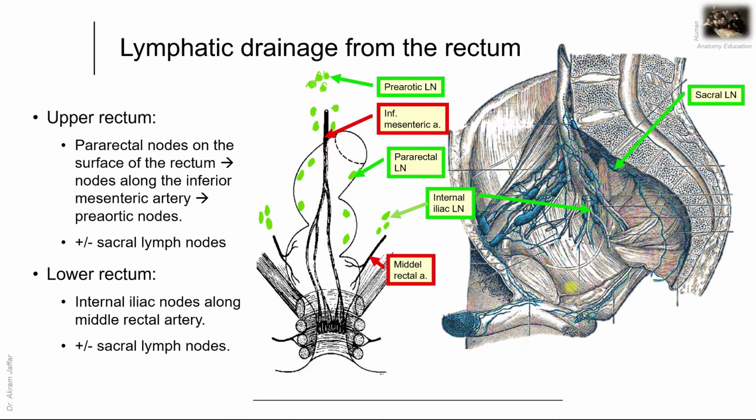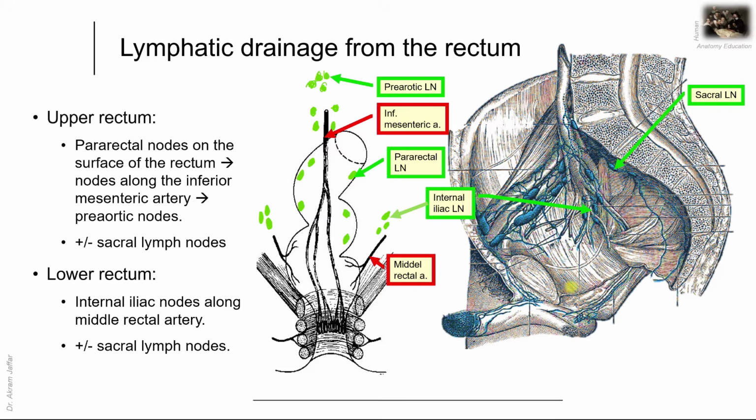Now let's focus on the lymphatic drainage from the rectum. The rectum is a pelvic organ, but the lymphatic drainage follows different routes. So the upper part of the rectum has para-rectal nodes on the surface of the rectum. These will drain along the inferior mesenteric artery to the pre-aortic nodes, because the rectum is a derivative of the hindgut. So it is supplied by the inferior mesenteric artery, and the lymphatics of its upper part drain to the inferior mesenteric lymph nodes, pre-aortic lymph nodes.